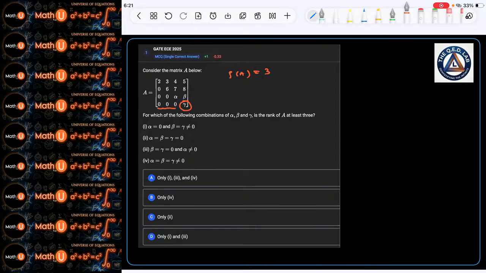See, if you want the rank of the matrix equal to 3, compulsorily these elements should be zeros, then gamma also becomes 0. If gamma becomes 0, we get 3 non-zero rows. Then rank of A is equal to 3. Rank of a matrix equals the number of non-zero rows, right? We apply the same concept here. Gamma should be equal to 0.